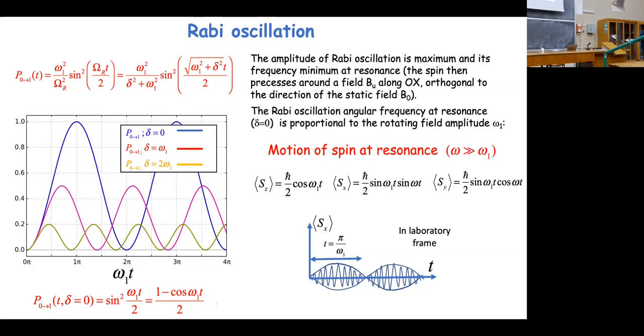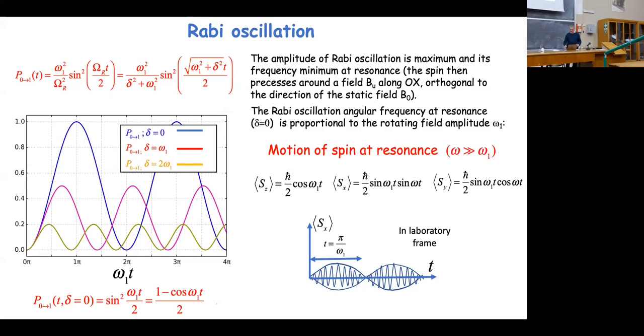When you have the spin inside your body, the protons are excited by the radio frequency field. When it is resonant, you have a transverse motion of the spin. And this is the kind of signal which is detected by the antennas which are around your body in the magnetic resonance imaging. And these are the signals which are transformed by the computer into images of your body.